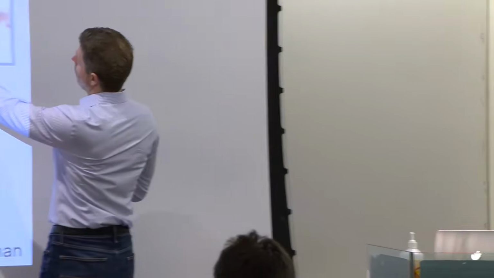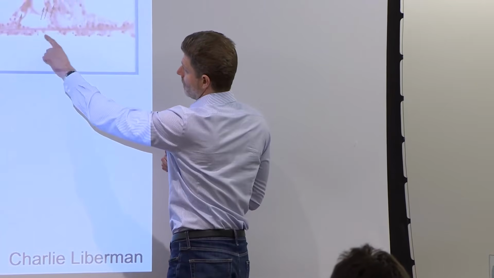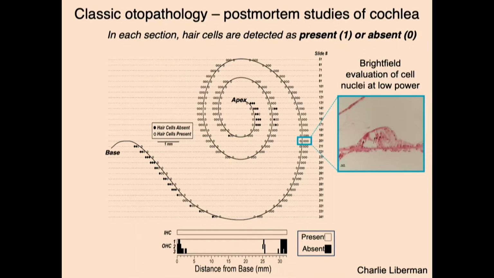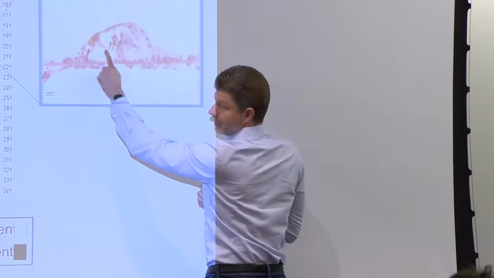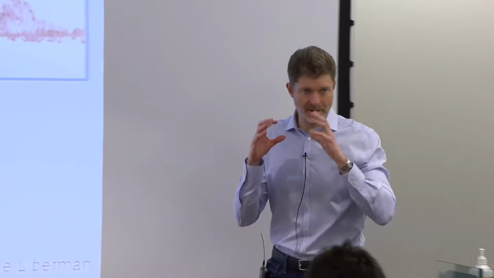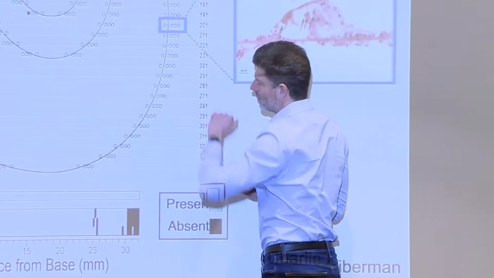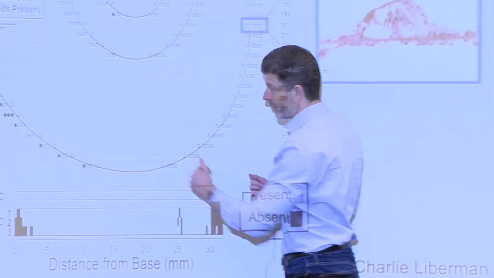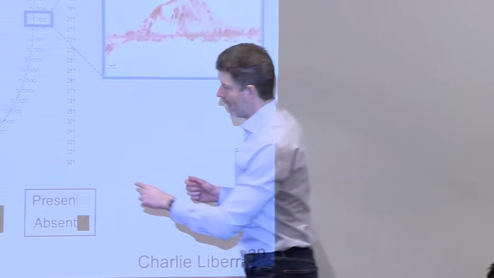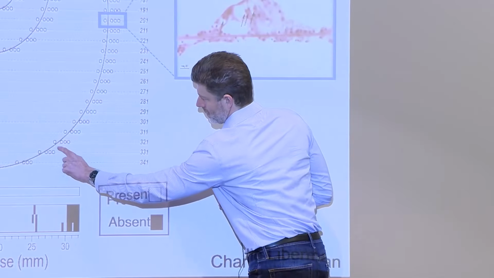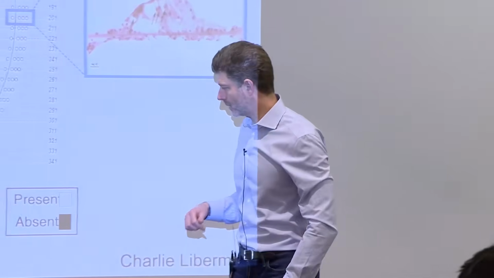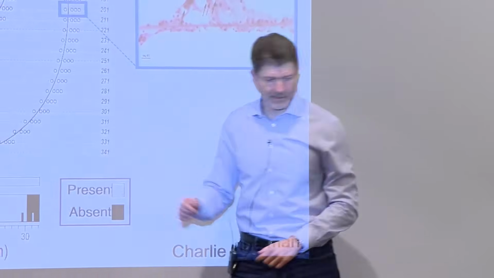So this is an example of a slice of the cochlea. This is the organ of Corti, so the basilar membrane here, and we've got outer hair cells here and an inner hair cell here. You look at these under a microscope and count them up. These would be different slices along the cochlear spiral, and you just count the presence or absence of outer hair cells, so you see 3 here, and inner hair cells, you see 1 there. So present or absent as a function of distance from the base.